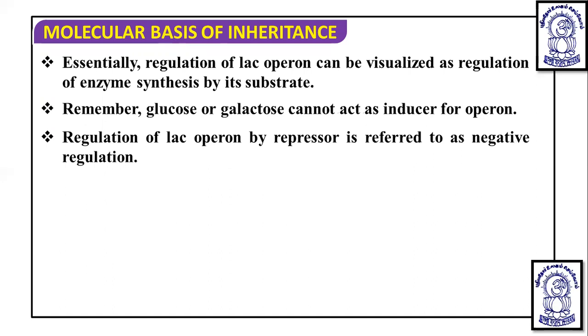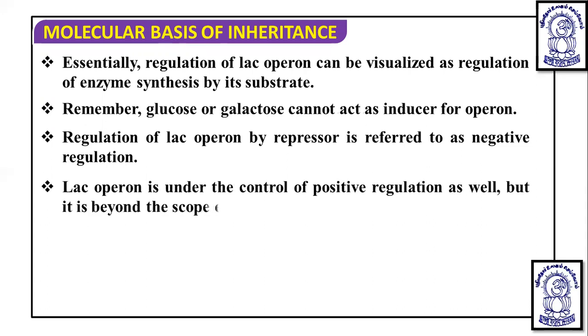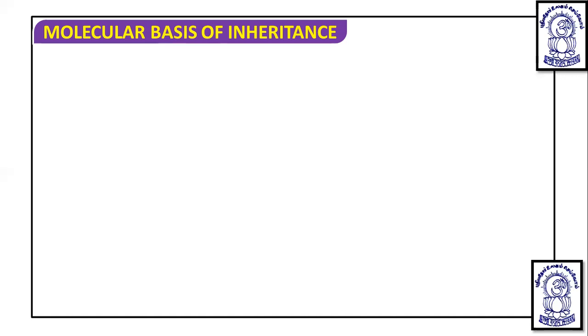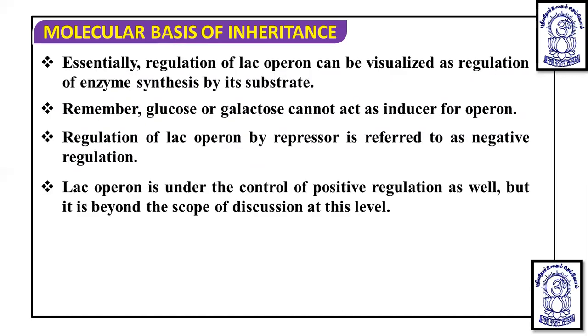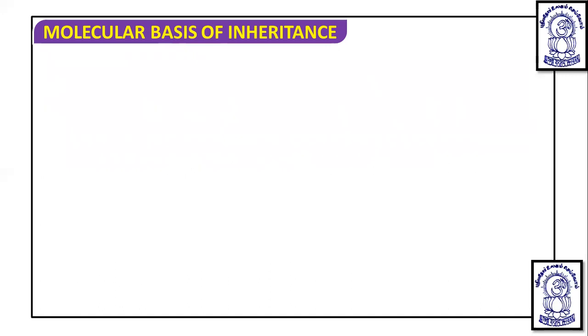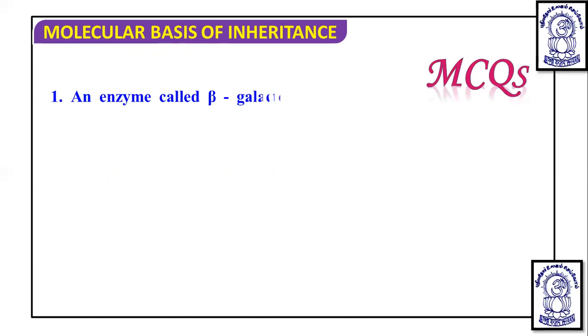And regulation of lac operon by repressor is referred to as negative regulation, whereas lac operon is also under the control of positive regulation, but it is beyond the scope of discussion at this level. So if asked which type of regulation it is, then you will answer it is a negative regulation. Okay, so this is about the lac operon. Now we will discuss the trp operon as well, but that we will discuss in the next lecture.